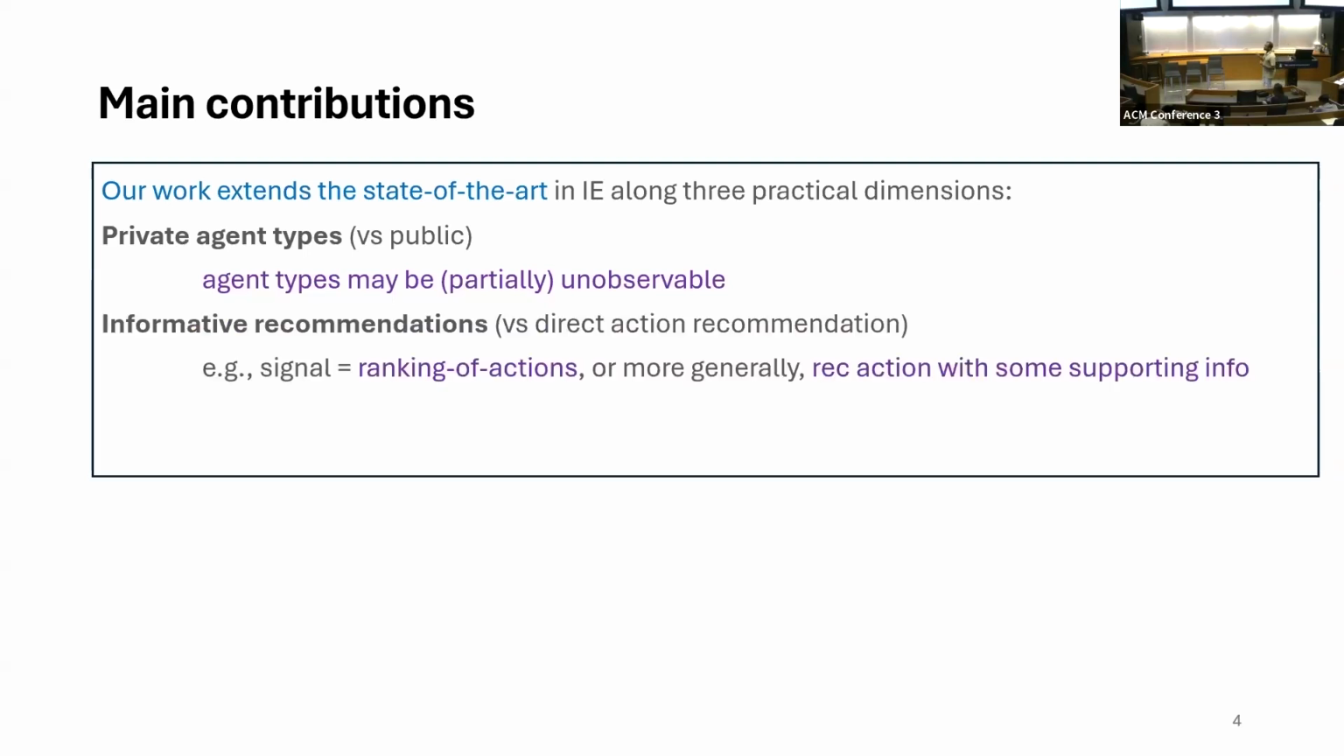Informative recommendations. By that, what I mean is the signal that the platform supplies to the agents in each round could actually be fairly complicated, in the sense that it could be a direct action recommendation coupled with some supporting information. The most natural example of such an information structure would be a ranking of actions, as opposed to just the top-rank recommendation. Right?